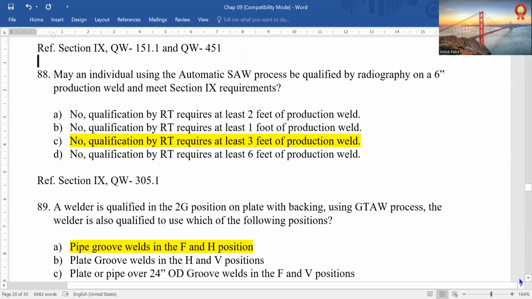May an individual using the automatic SAW process be qualified by radiography in a 6-inch production weld and meet the Section 9 requirement? No, qualification by RT requires at least 3 feet of production weld.